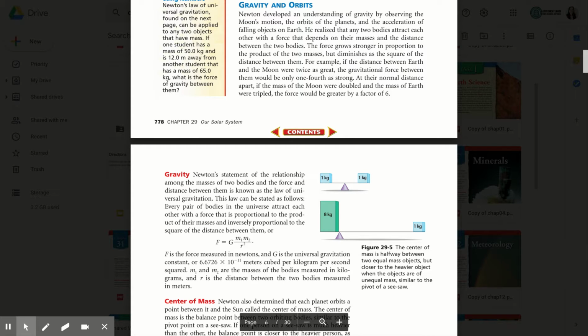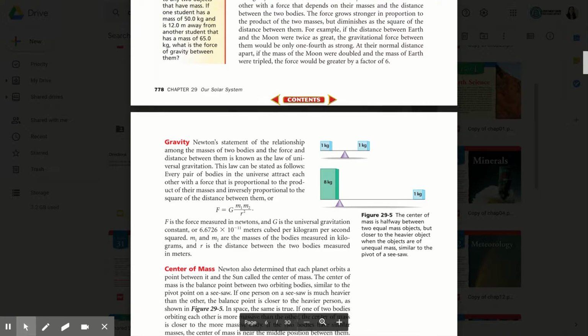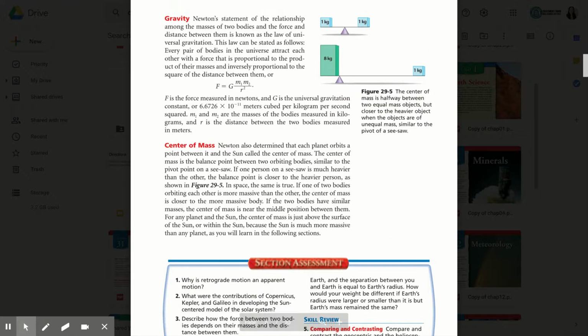At their normal distance apart, if the mass of the Moon were doubled and the mass of Earth were tripled, the force would be greater by a factor of 6. Gravity. Newton's statement of the relationship among the masses of two bodies and the force and distance between them is known as the law of universal gravitation. The law can be stated as follows.